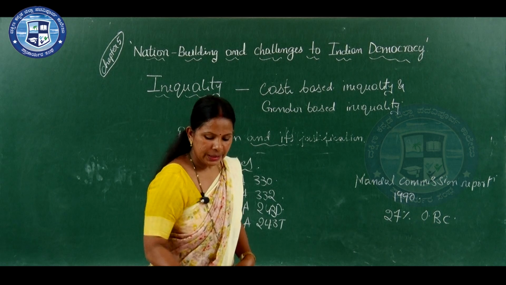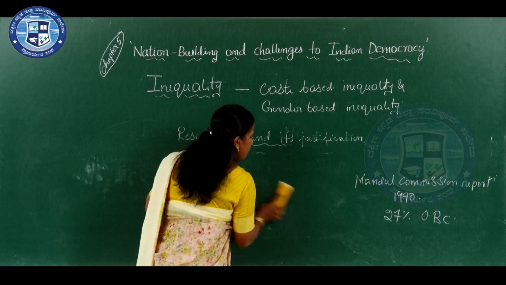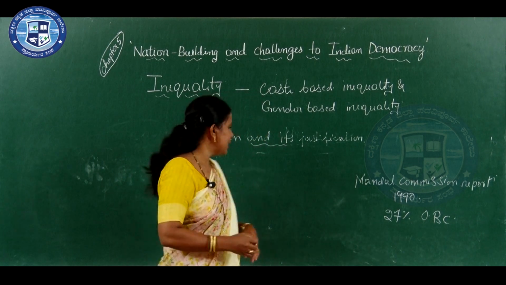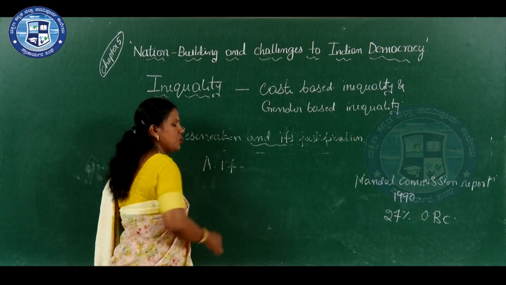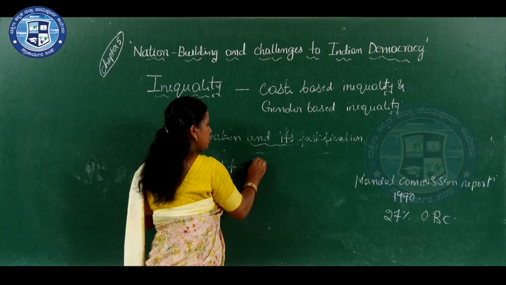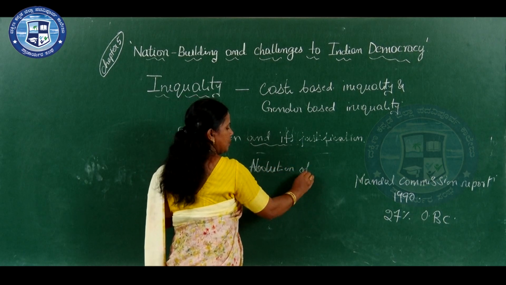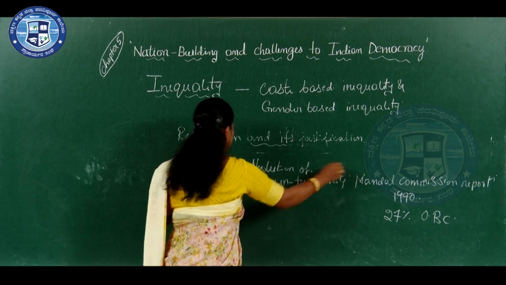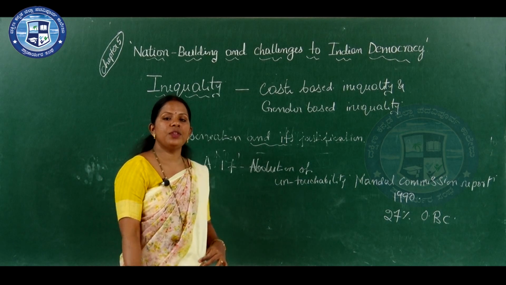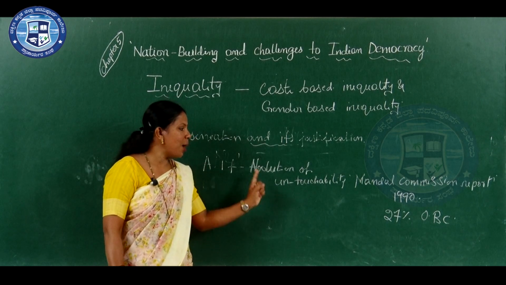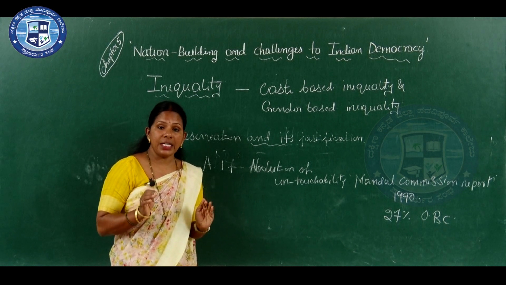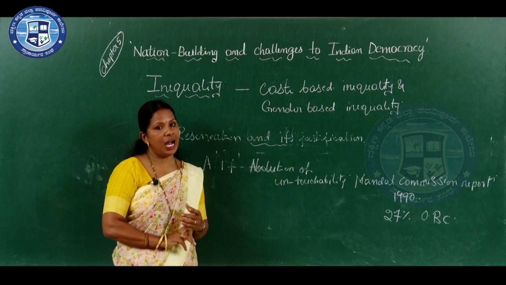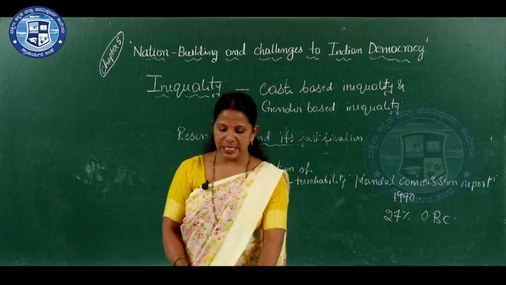And not only this, the government of India abolished untouchability. Article 17 of the Indian Constitution explains the abolition of untouchability. See, this is also important. Article 17 of the Indian Constitution explains the abolition of untouchability. The practice of untouchability is a punishable offence in India.